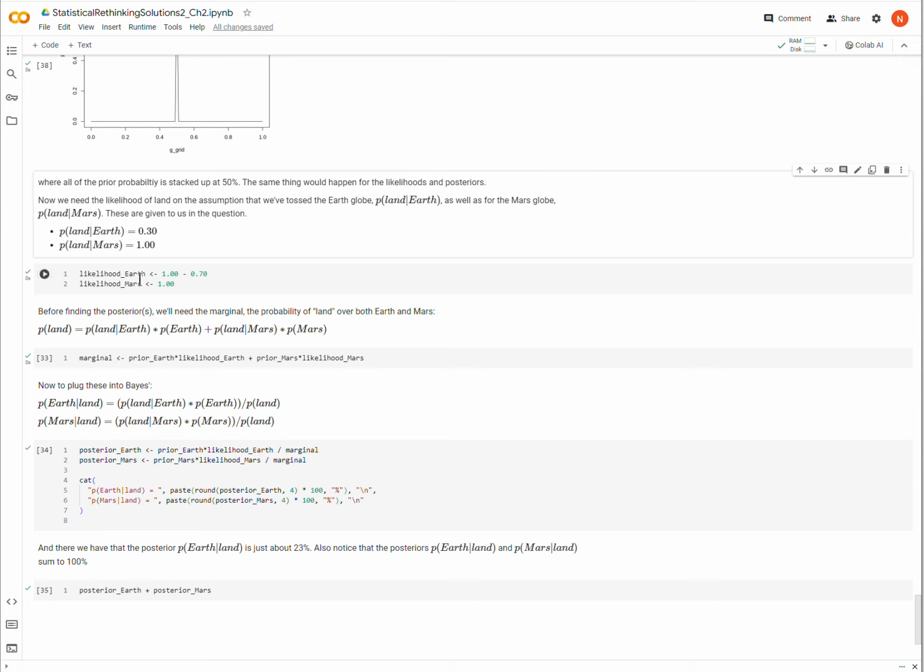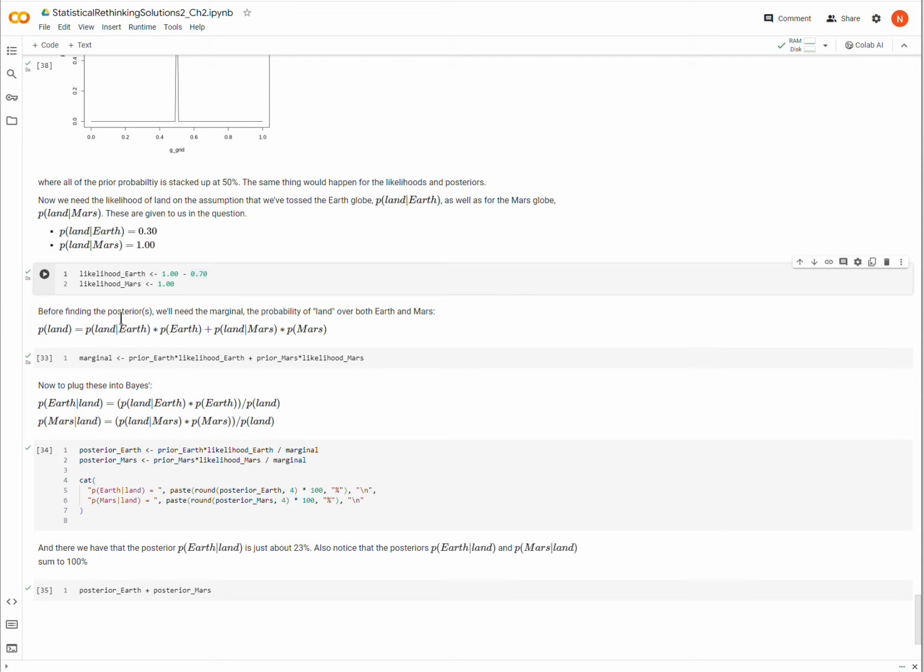But for the Earth, again, we want to know what is the probability of land, and so 70% of the Earth globe is covered in water, and so that means that there's 30%, 100 minus 70%, 30% of the Earth is covered in land, but 100% of Mars is covered in land. Okay, so we run those.